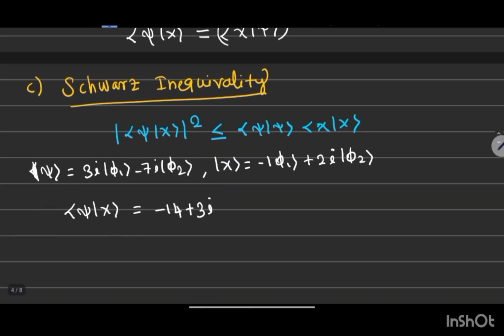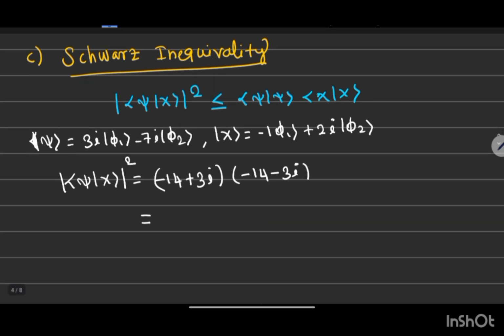Now how to take the mod square of this? It will be this times the complex conjugate of this, minus 14 plus 3i times minus 14 minus 3i, which will give you 196, and then 3i the whole squared, so minus minus 9, so 9 plus 196, how much will it be? 205. So this is the mod square of the scalar product of psi with chi.